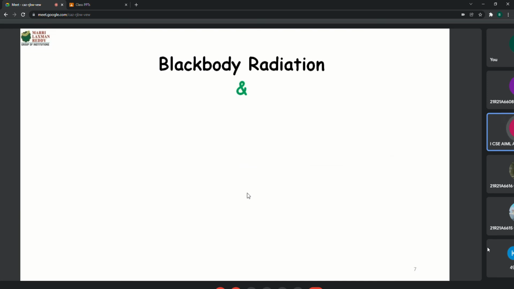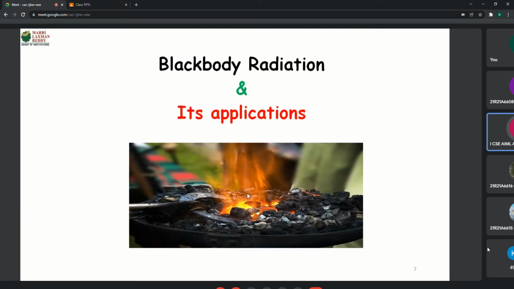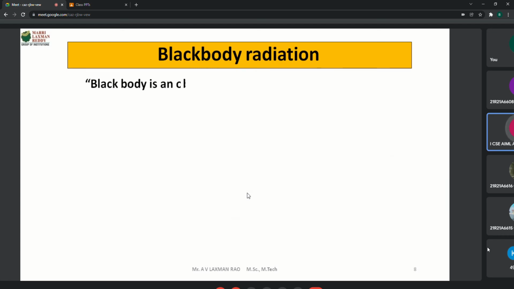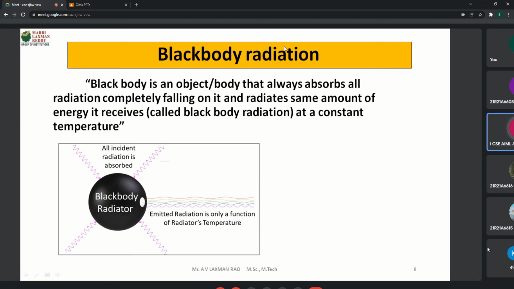As I told you, black body radiation is there, and this is how the answer can be expected to the given question: explain about black body radiation and Stefan-Boltzmann law. Like that the question is there. First, you need to write the definition of black body radiation. Which object is called a black body? And you need to draw that diagram of a black body radiator, what it can do.